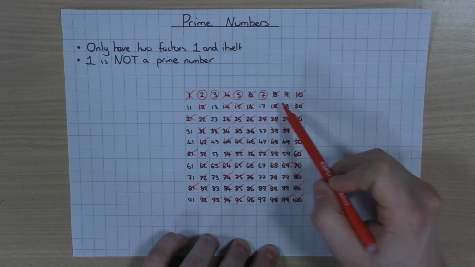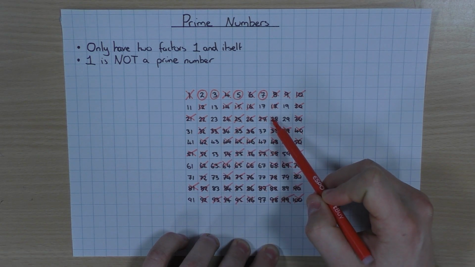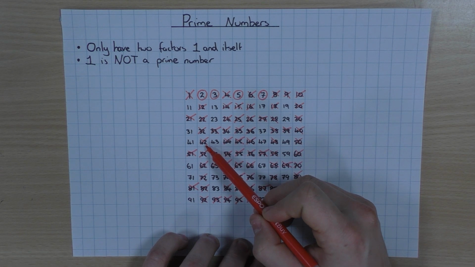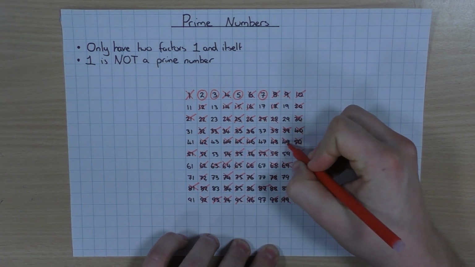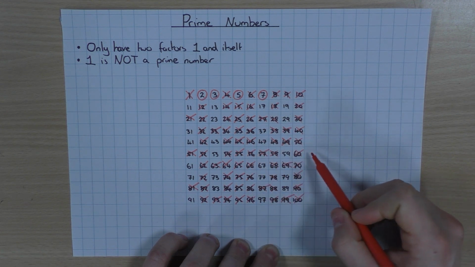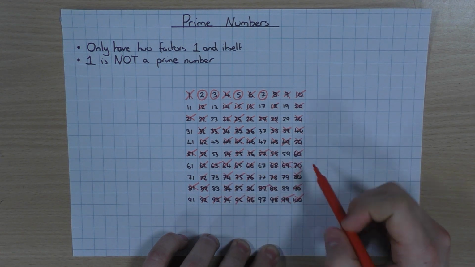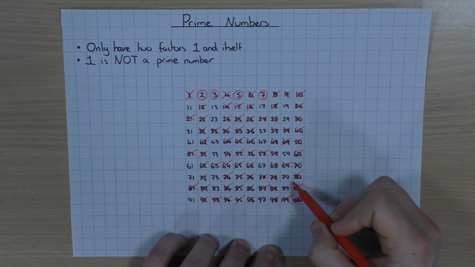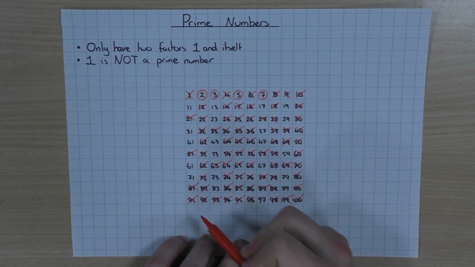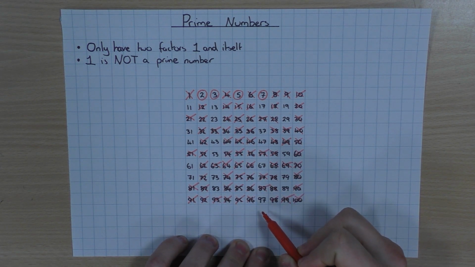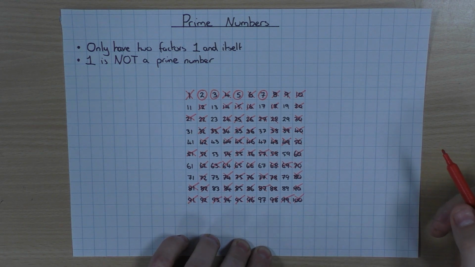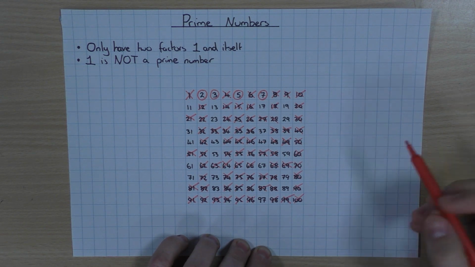So 14, 21, 28, 35, 42, 49, so that's another one, 56, 63, obviously 70, 77, 84, 91, and then of course that's it for there. So what's left now should be all the prime numbers.